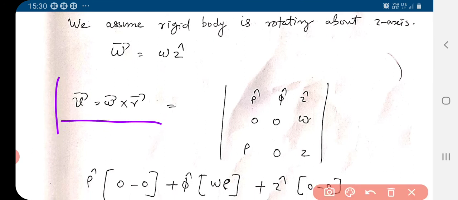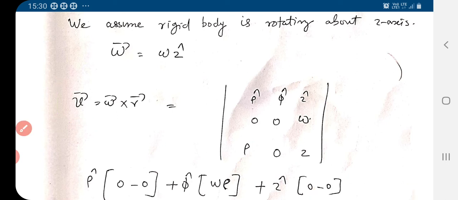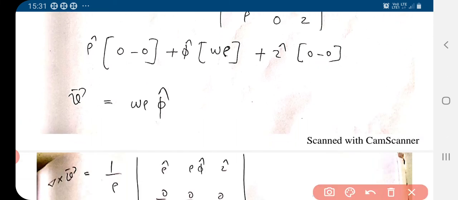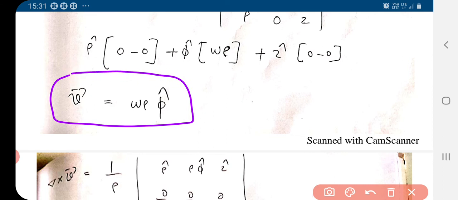We are determining the determinant with rho, phi, z, then 0, 0, omega, and r is rho, 0, z. Substitute. So we have rho 0 minus 0, phi, omega rho, z unit vector 0 0. Then V is omega rho unit vector phi. Okay, V, that is omega rho unit vector phi. All these terms will be 0. So we have got the velocity.